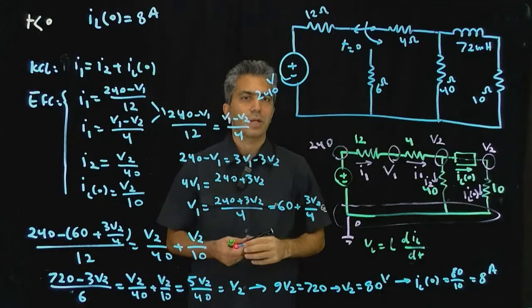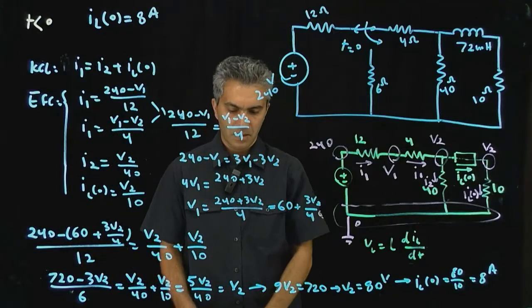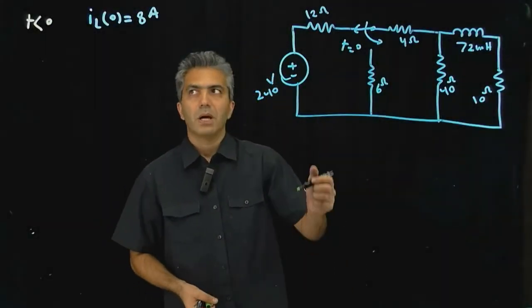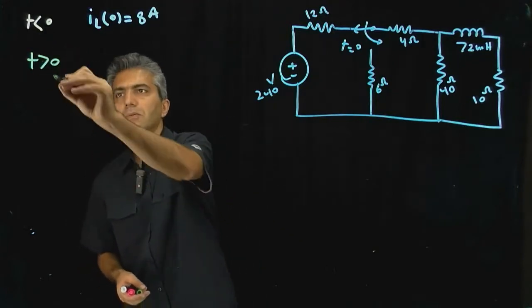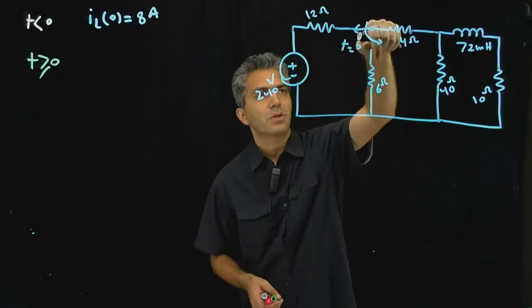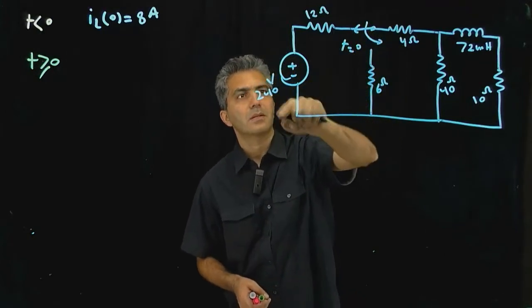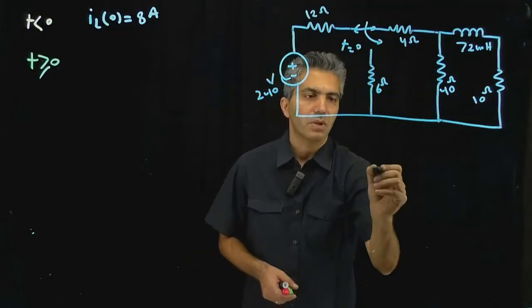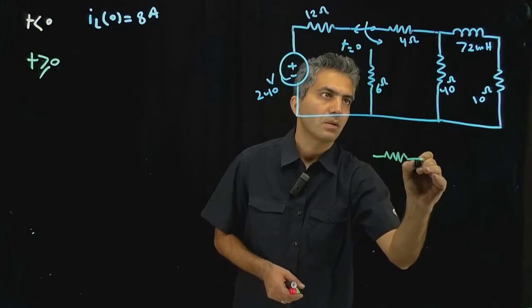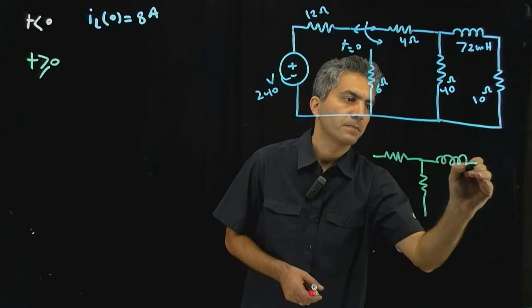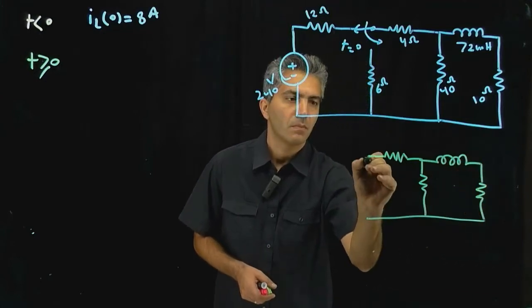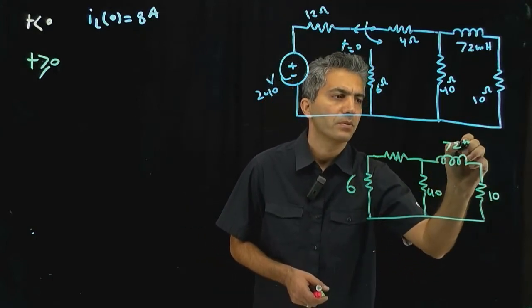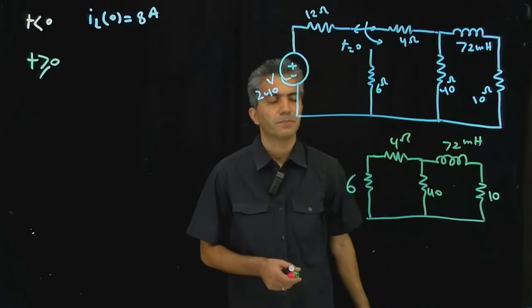And then now we're going to move on to the next step of calculating or analyzing the circuit, which is after the switch. Okay, so now for t greater than or equal to 0, the switch moves and disconnects this part of the circuit from this part, and the focus at that point would be only on this part. So I'm going to redraw the circuit after the switch quickly. So that's 6, 40, 10, 72 millihenry, and 4. This is after the switch.